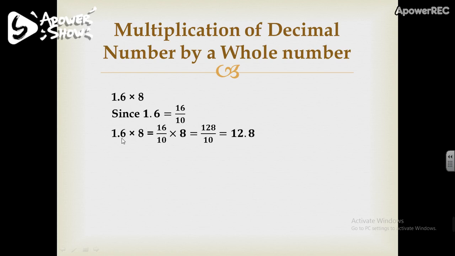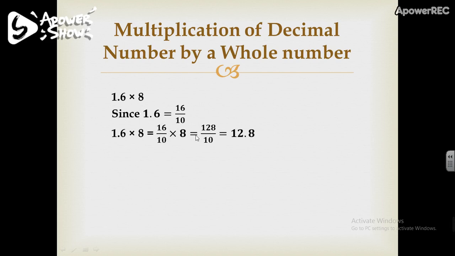Now 1.6 multiplied by 8 is equivalent to multiplying 8 by 16 by 10. Why? Because these two numbers are equal. 1.6 is equal to 16 by 10. So I am taking 16 by 10 in the place of 1.6. So 1.6 multiplied by 8 equals 16 by 10 multiplied by 8. Now I am going to multiply a fraction by a whole number. So 16 by 10 multiplied by 8 equals 128 by 10.